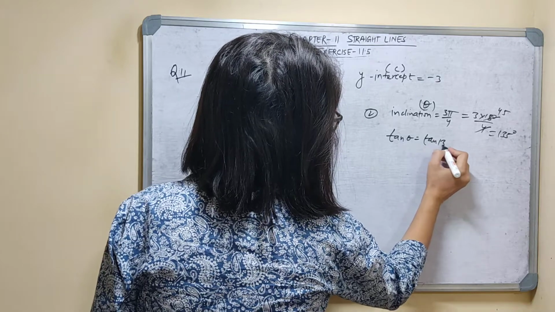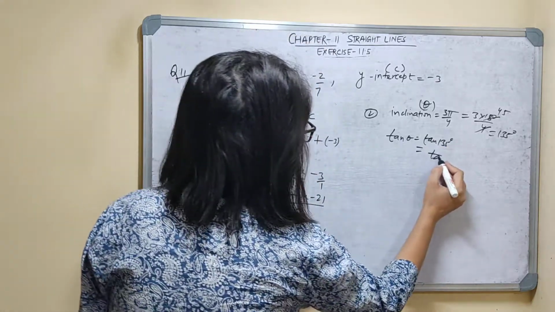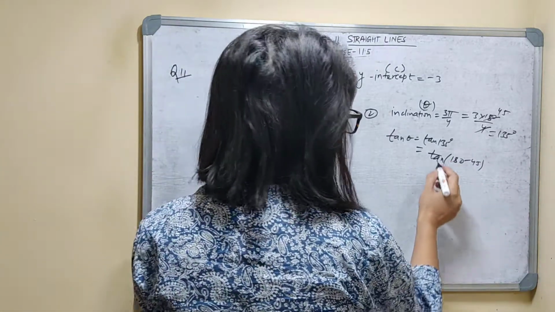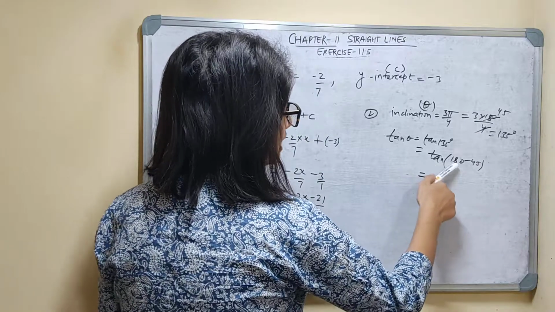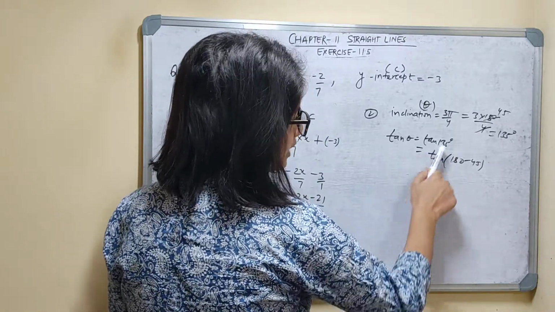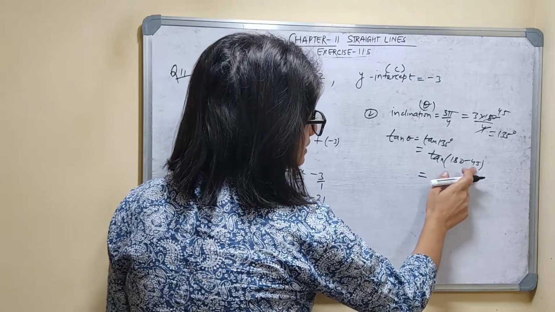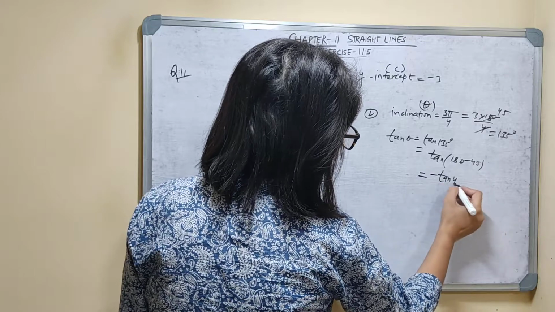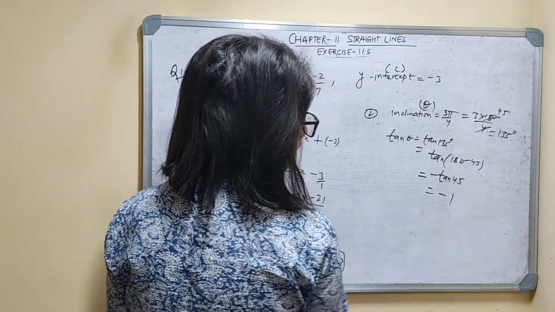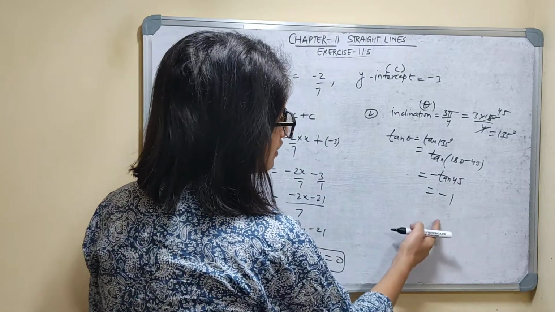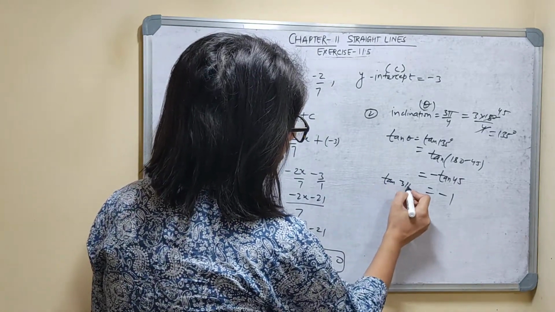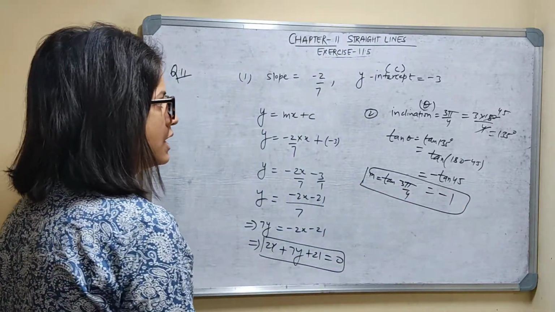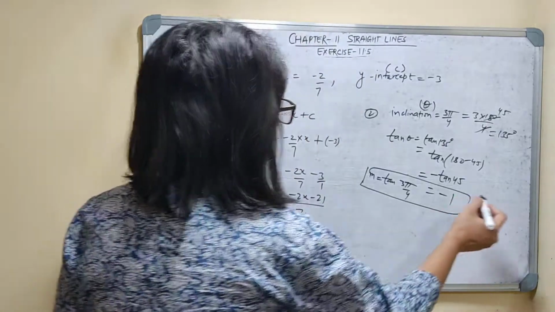How will I find the value of tan 135? I can write 135 as 180 minus 45. Is it clear? Tan of 180 minus 45 is tan 135. And tan of 180 minus theta is equal to minus tan theta. This is the formula. So I can write minus tan 45, that is minus 1. So tan theta, or tan 3 pi by 4, is minus 1. M is equal to minus 1.